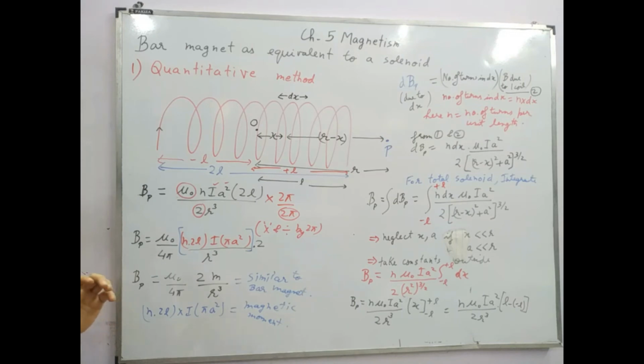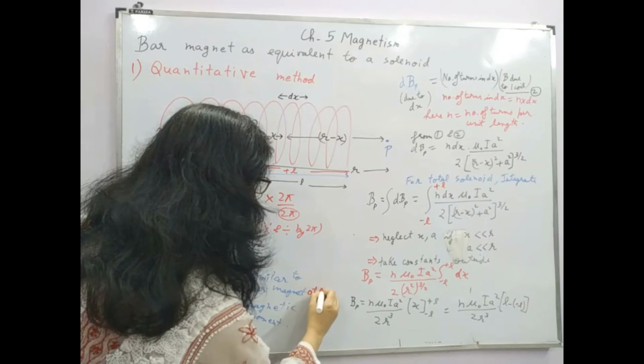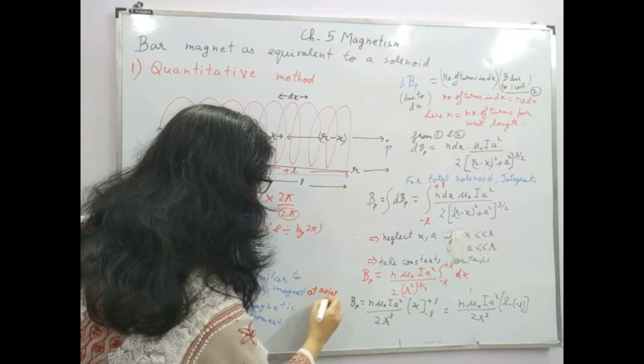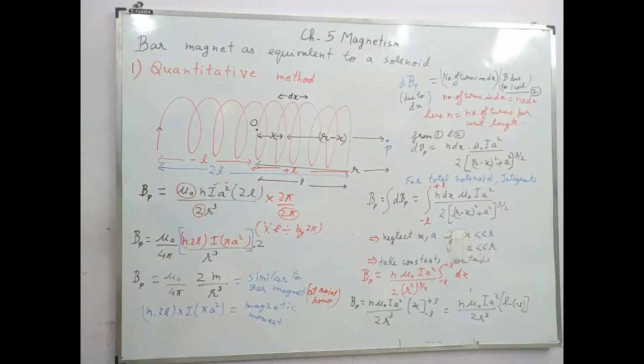We will prove that qualitatively also this is similar to bar magnet. We can prove it for equatorial line also. This is for the axial line, axial point, right? So that's why the solenoid and bar magnet are equivalent.